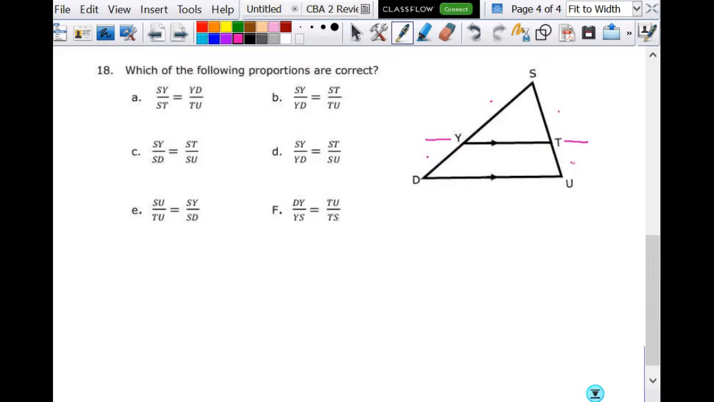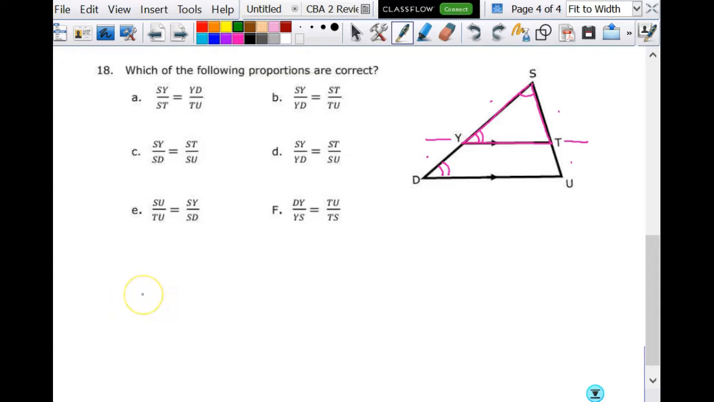And that's kind of looking at it as one triangle with a line through it. But if you look at this as two separate triangles, you got SYT and then the bigger triangle here. These are similar by angle because they share this angle. These lines are parallel, so these angles are congruent right there. So you got similar triangles. So also SY over SD equals ST over SU and things like that. So let's just think about that. Let's go over here and see what's happening in our answer choices.